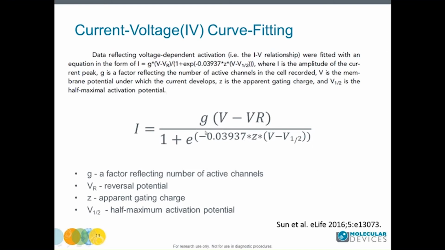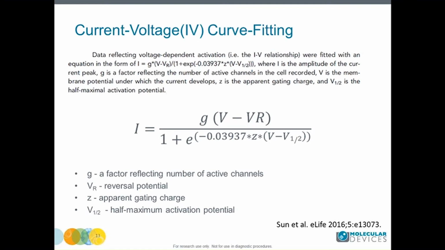The first one is G. So G is a factor reflecting the number of active channels. And there's the VR. VR is the reversal potential. And there is the Z. Z is the apparent gating charge.